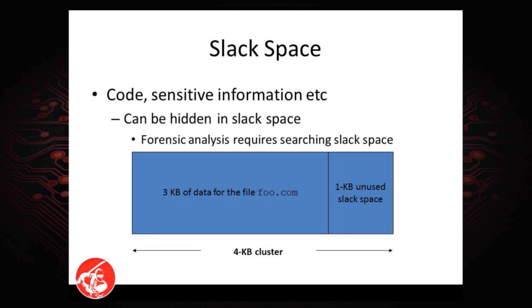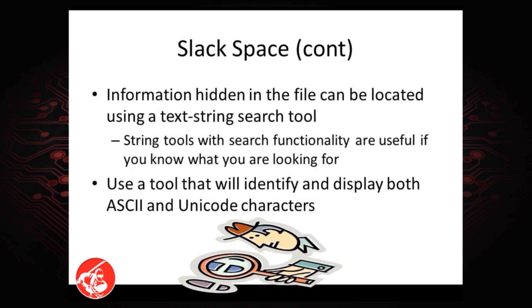Here we show an example of a program called foo.com. It's 3 kilobytes of data. In a 4 kilobyte cluster, it still leaves 1 kilobyte unused slack space. So I can put 1 kilobyte of code, sensitive information, or any data in that slack space. Information hidden in a file can be located using a text string search tool. We search the functionality and look for slack space. Usually we have to have a tool where we'll look for both ASCII and Unicode characters. So from a hacking standpoint, somebody has to go to this level of extreme investigation to detect our data.